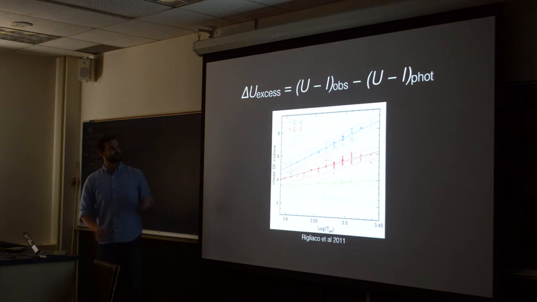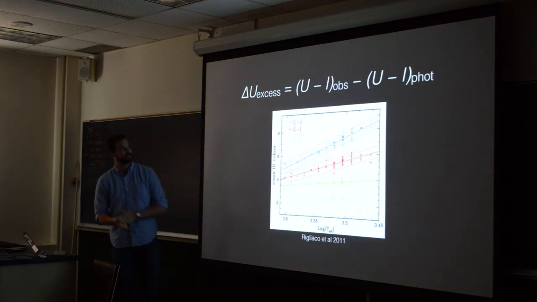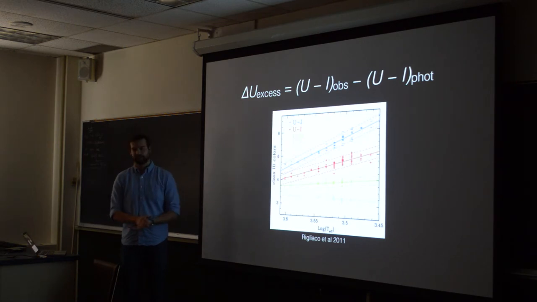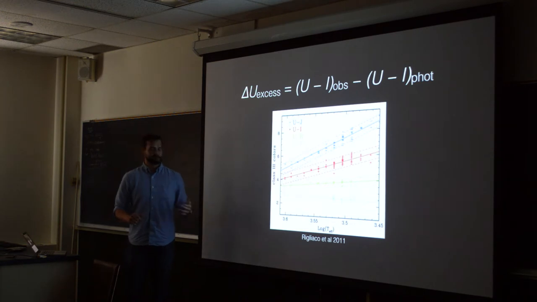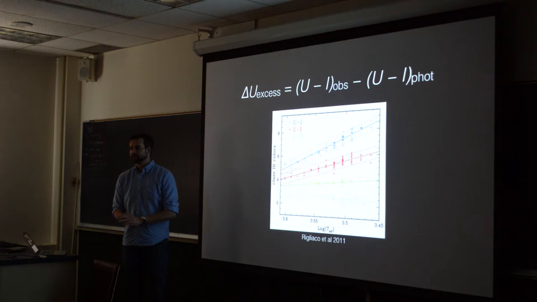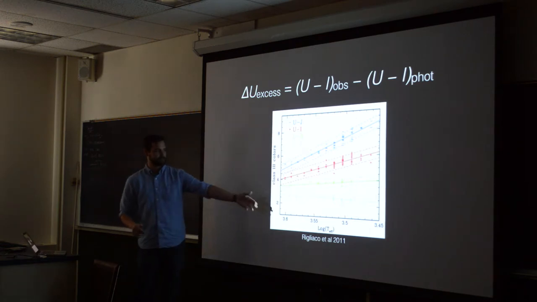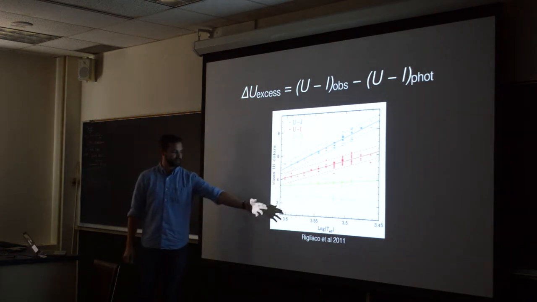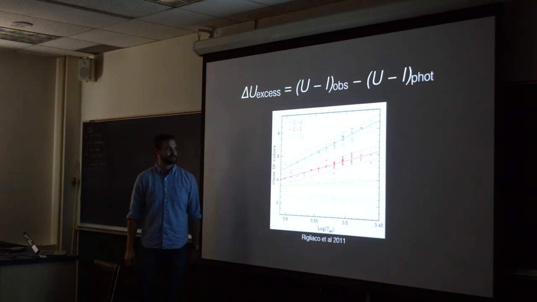So this is how we determine the actual amount of excess ultraviolet light. We take the U minus I color of the object and subtract from that the U minus I color of what we would expect that object to be if it were not actively accreting material. So we use class three stars in the field. Class three stars are objects that aren't accreting material. So this is just a sample chart from another region, the temperature and color of a class three object.